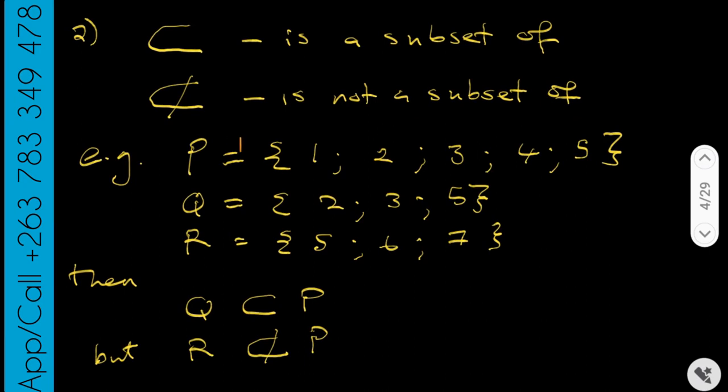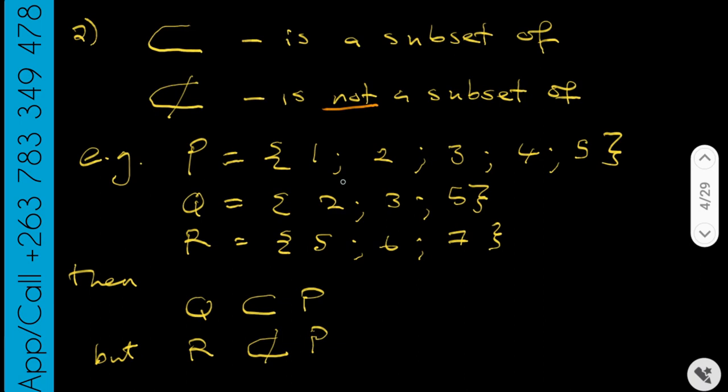Then the second symbol is the subset symbol. So when we have a symbol like this, it means "is a subset of". And when it's crossed out, it means "is not a subset of". So what is a subset? A subset is a set within another set. So let's look at an example here.